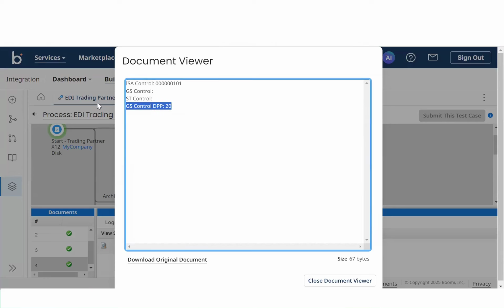And again, this fourth line would be a workaround where you can set the GS control number in the documents path and retrieve it later in the archives path. And that would work if there was one GS, GE segment within your interchange document.